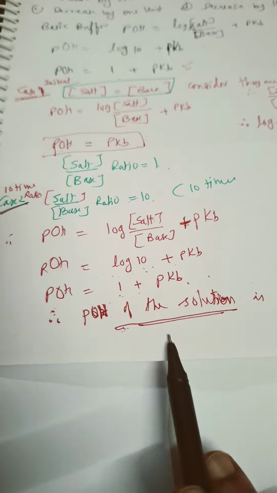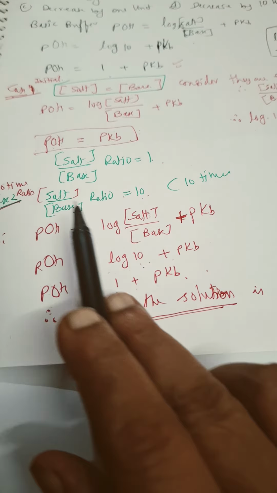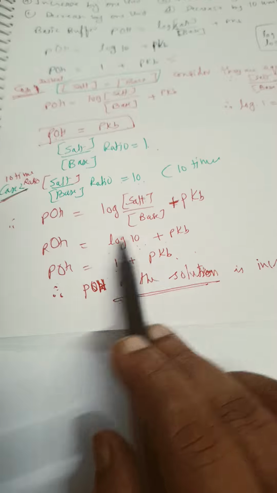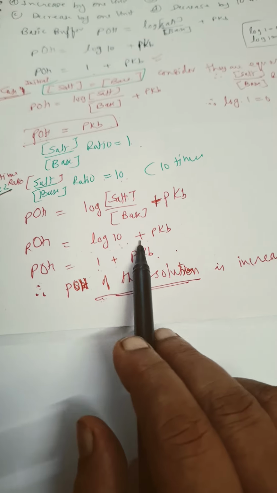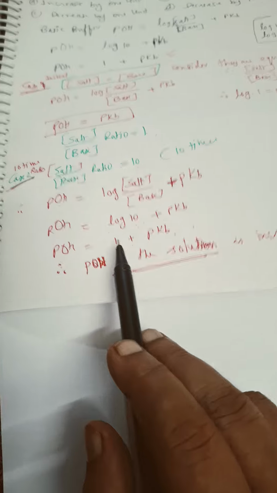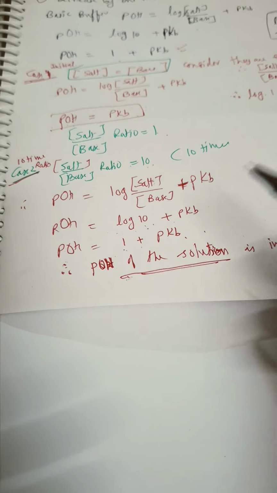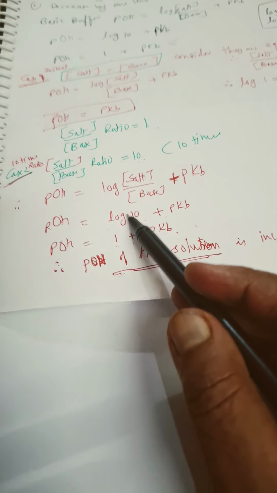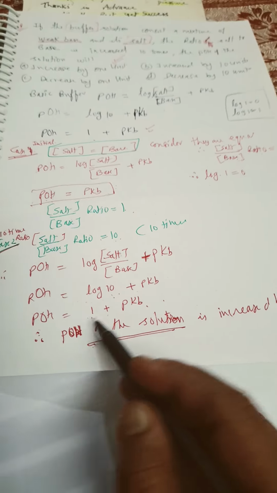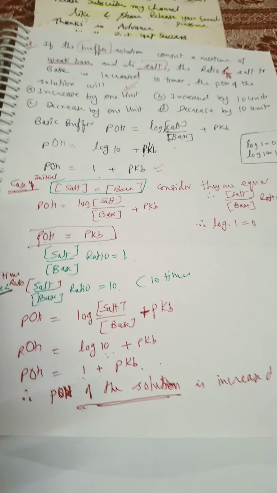How do we have to perform this? I told you 10 times means ratio. Instead of the ratio you have to put 10. So pOH is equal to log 10 plus pKb. Here log 10 is equal to 1. They can give log 20, anything they can give. At that time you can put the value over here and you will find the answer. Okay, and this much it will be increased.